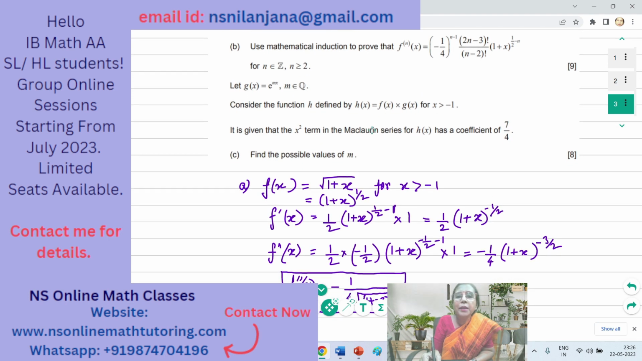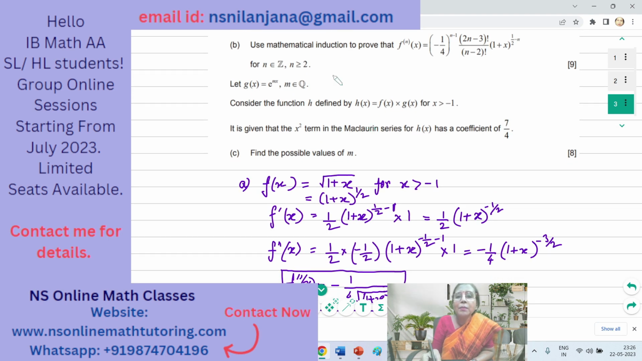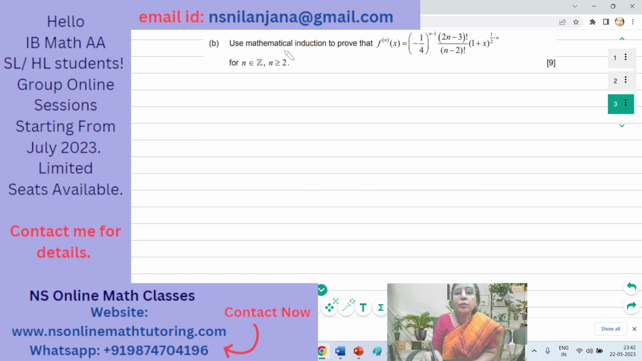Coming to subpart B, it says use mathematical induction to prove that the nth derivative of f of x is equal to negative 1 over 4 to the power of n minus 1 times 2n minus 3 factorial over n minus 2 factorial times 1 plus x to the power of half minus n, for n belonging to the set of integers and n greater than or equal to 2. It contains 9 marks. So we have to use the mathematical induction method to prove this.